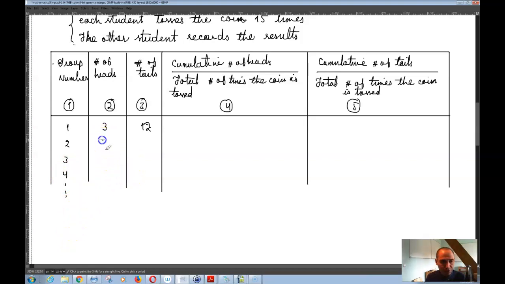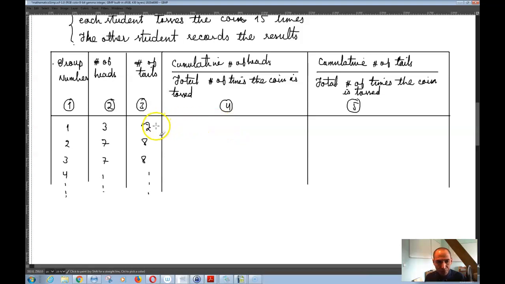So for example, over here we've gotten a 7 and an 8. Over here we've gotten a 7 and an 8, and so on and so forth. And then over here we have the cumulative number of heads.